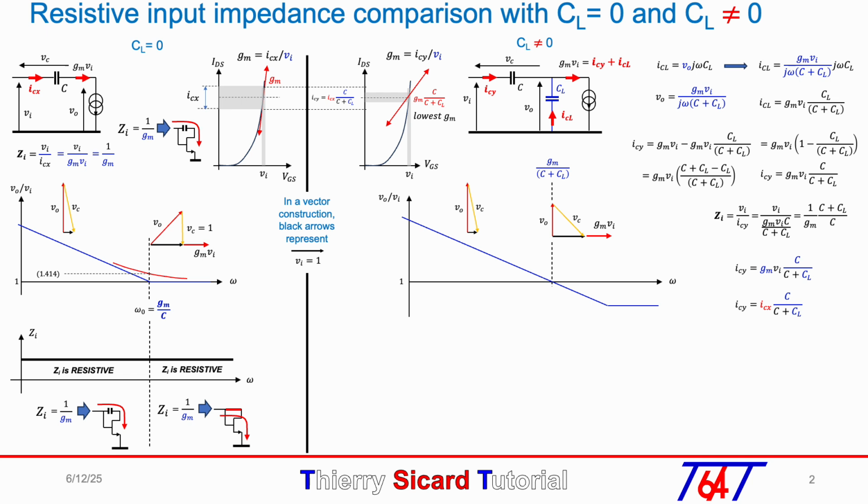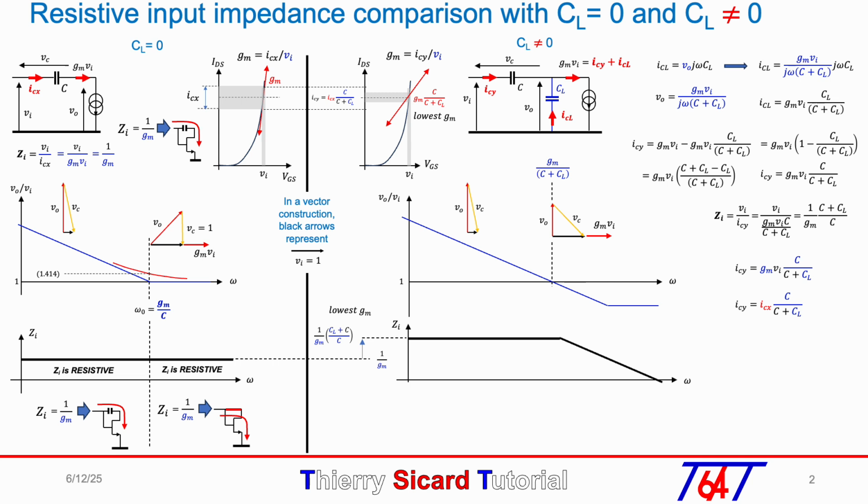The NMOS is connected as a diode, so the input impedance on the gate input is equal to the impedance seen from the source. For the case where Cl is different from 0, the impedance is resistive with a higher impedance than the case Cl equals 0. The schematic to explain the higher resistive impedance is shown with two capacitors.